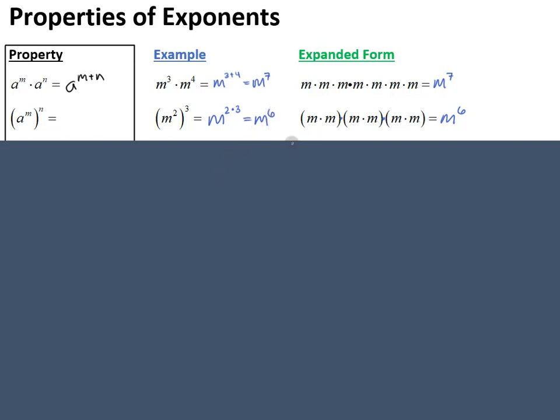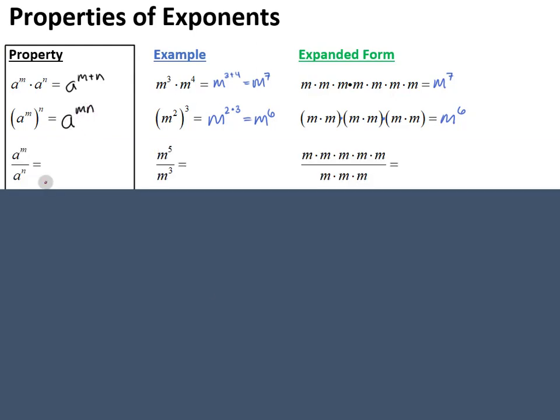In other words, we had 3 sets of 2 m's, and that's why we ended up multiplying there. So when I have a power raised to a power, we multiply. This becomes a to the m times n power. Okay, here's our next example.